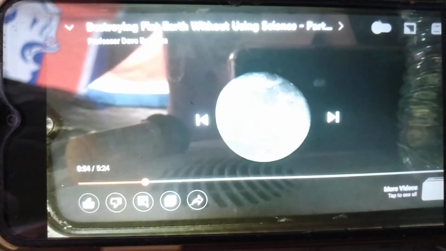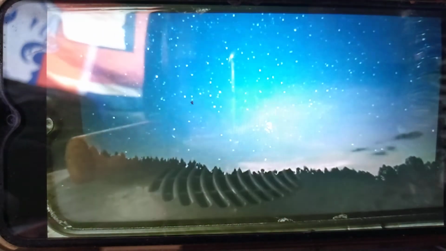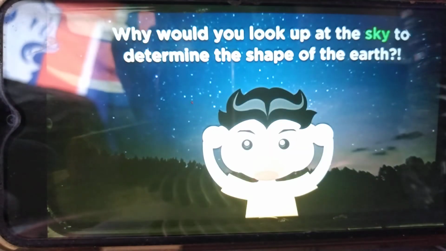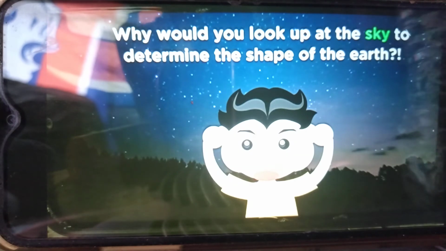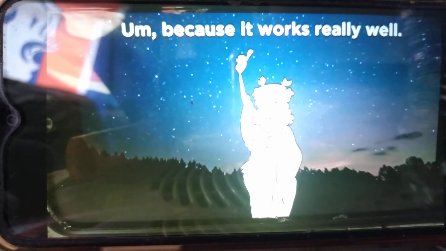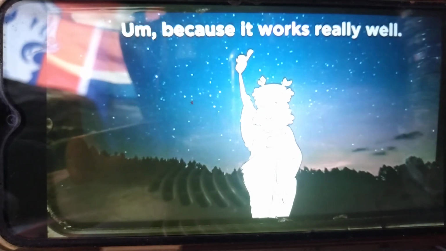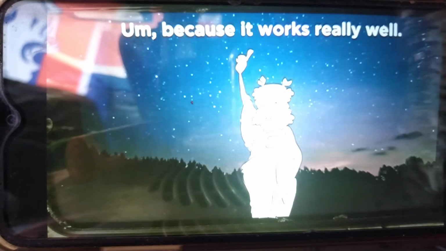So, another short on the stars. Last time we looked at the moon, so today let's look at the stars. Flat earthers love to complain about how dumb it is to look up at the sky to determine the shape of the Earth, but that's only because doing so specifically proves that it's a sphere, and it's one of the ways we figured out that it's a sphere thousands of years ago.